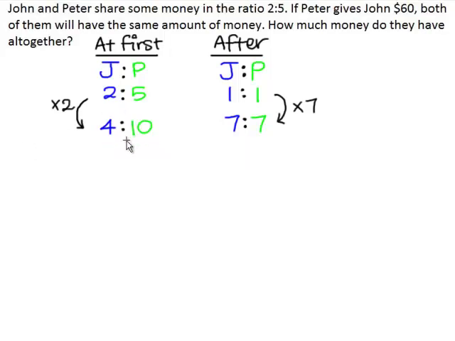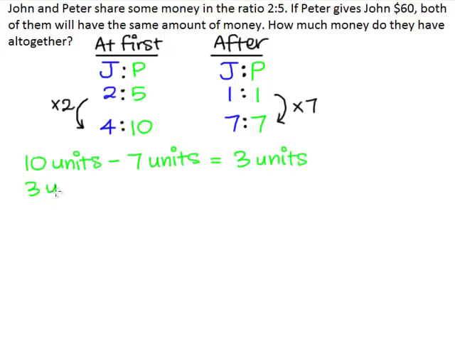Over here we can see that Peter has 10 units. If he gives John $60, what he has left is 7 units. So what we can do here is take 10 units minus 7 units, and this will give us 3 units. So these 3 units represent 60. To find the value of 1 unit, we will take 60 divided by 3, and this will give us 20.